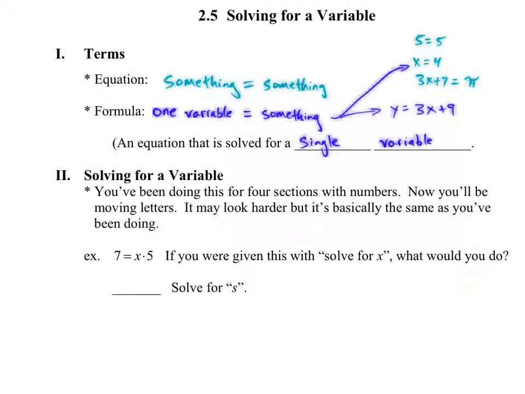So, okay, you've been doing this for 4 sections with numbers. Now you'll be moving letters. It may look harder, but it's basically the same as you've been doing. If you get to a point and you get stuck, pretend that they're numbers. See what you do with the numbers, and just do the same thing with the letters.